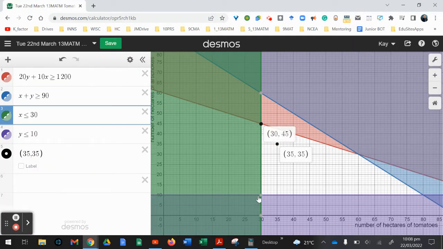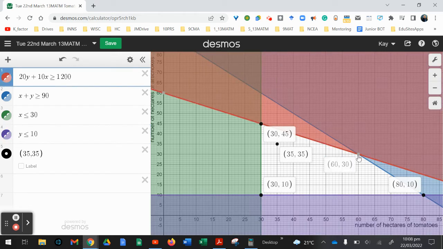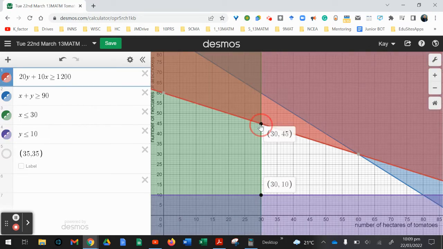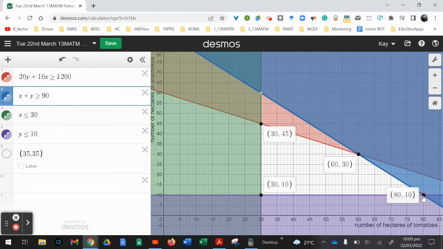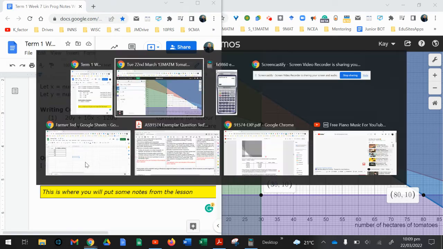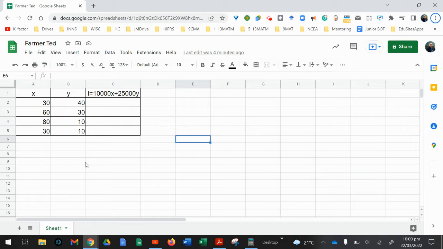So I need to take the vertices of my region of feasibility. Okay, so I'm just going to take that away, just my vertices. Remember the coordinates, the 4 vertices, 4 corners of our shape, and put them in a spreadsheet like this. Oops, where is my spreadsheet? There, like this. So if you haven't done so, pause the video and do it now.